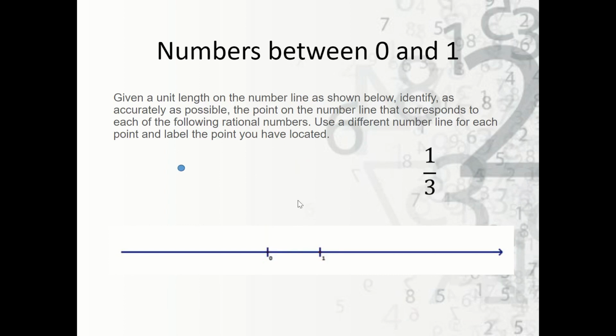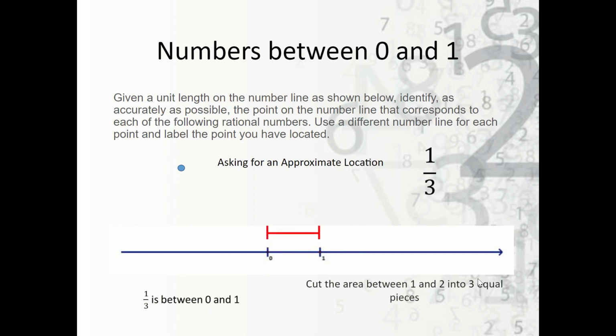Now what about 1/3? Same thing, we're looking for the approximate location. We should note that 1/3 is between 0 and 1. So we're going to start with 0 and 1. And then we're going to break this into 3 equal pieces because the denominator is 3. So we're going to break it into 3 equal pieces. So there's my 3 equal pieces.